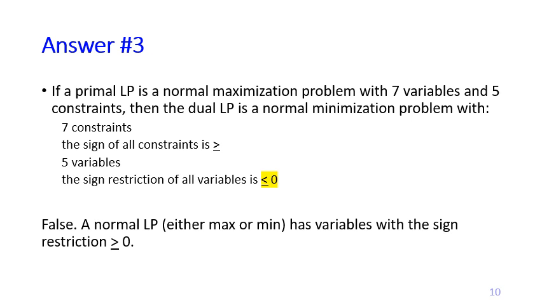The answer is false because if the primal is a normal maximization, the dual is also a normal minimization. Up to here, everything is correct. And then if it is a normal problem, the sign restriction of the variable is always greater than or equal to 0. Whether it is normal max or normal min, the sign restriction is always greater than or equal to 0.